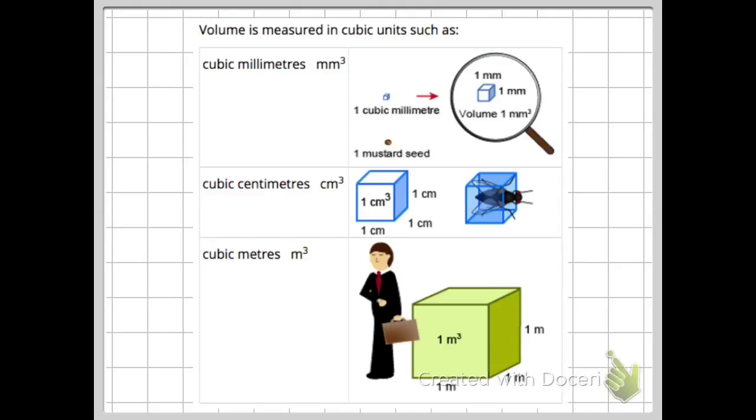Here's some typical examples. Millimeters cubed or cubic millimeters. It's the same as a single cube that is 1 millimeter by 1 millimeter by 1 millimeter. And it's about the size of a mustard seed. 1 cubic centimeter is 1 centimeter times 1 centimeter times 1 centimeter. And it appears to be about the size of a blowfly. And then cubic meters, 1 meter times 1 meter times 1 meter. Obviously a much larger unit, but these are the 3 most common units we use in the metric system.